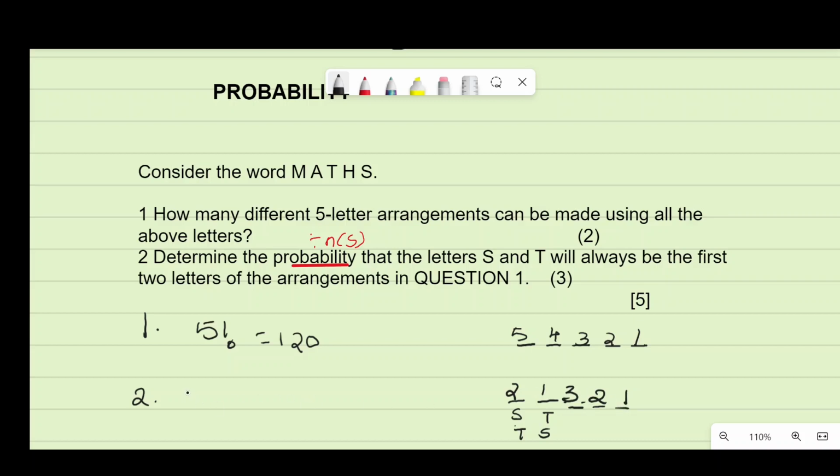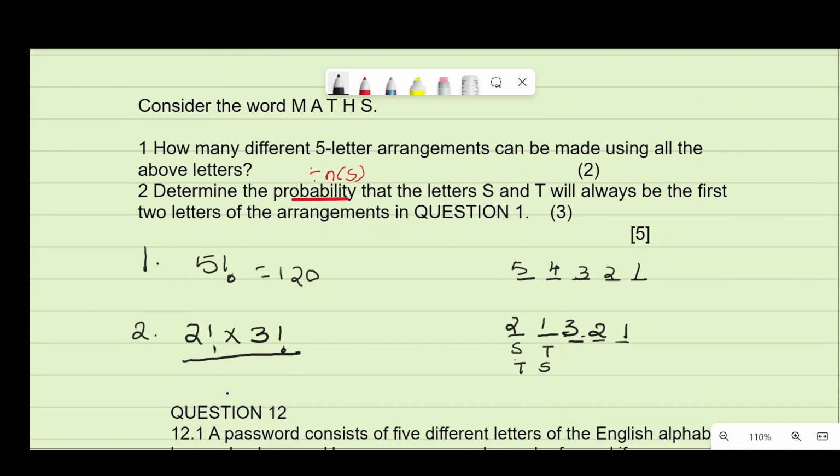So the final answer here is going to be 2 factorial for the S and T and 3 factorial for the remaining 3 positions. This is only the number of outcomes of the event. The event here is S and T will always be the first 2. What is it without any restriction? That comes in the denominator, which is the n(S).